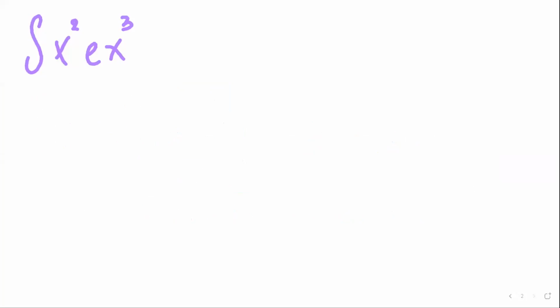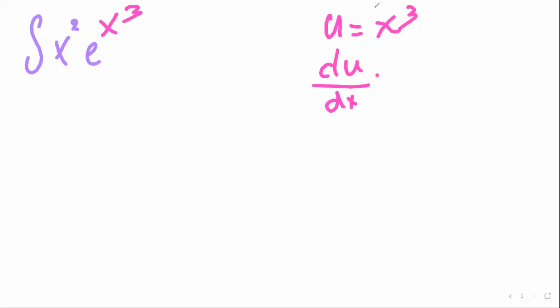The integration of x squared e to the power x cubic. The first thing here, since we have e to the power x cubic, I have to assume that u is x cubic. And if u is x cubic, then du over dx will be 3x squared.